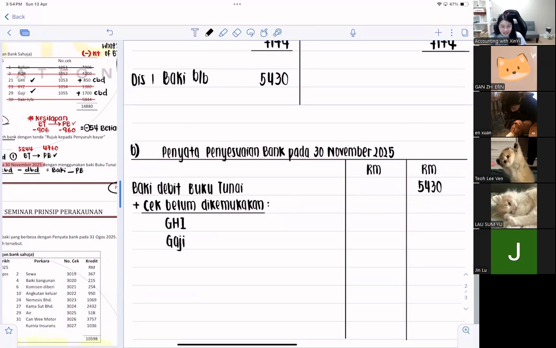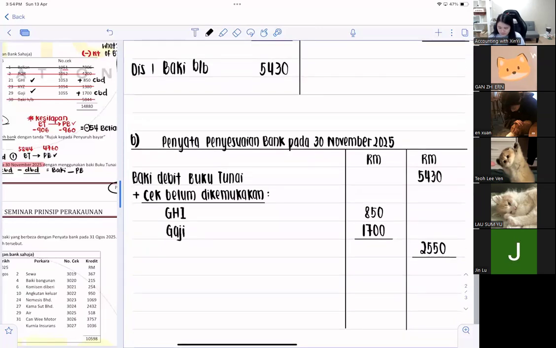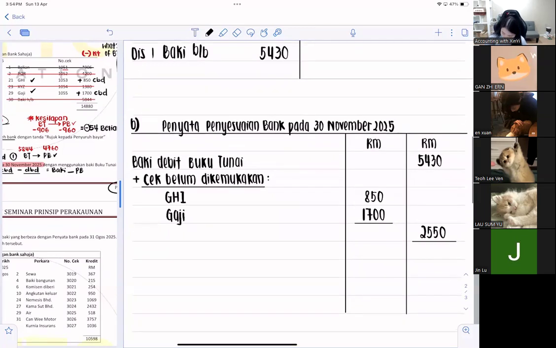Can you understand? Yeah, so just instead of repeatedly writing the factor's name, you put the factor at the beginning, okay? Then you put butil at the bottom. So we have the 850 and the 1700. Combine with each other, getting positive 2550 that you need to add with 5430. Answer 7980.